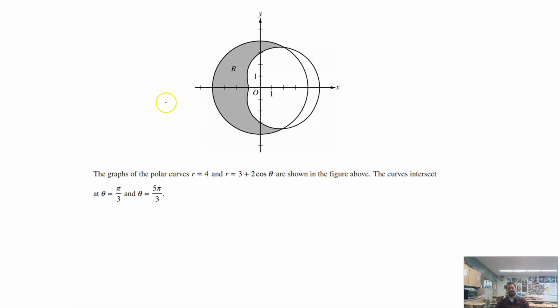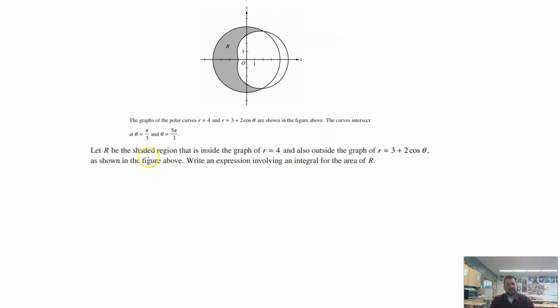Okay, it says we have the graphs of these two polar curves, as shown in the figure above. It says they intersect at theta equals pi thirds and theta equals 5 pi thirds, which helps us tremendously, because I don't have to find out where they cross or anything. We're good to go on that front. Other than that, fairly straightforward. r equals 4, that's just the regular circle. And then the 3 plus 2 cosine of theta is the one that looks a little bit different.